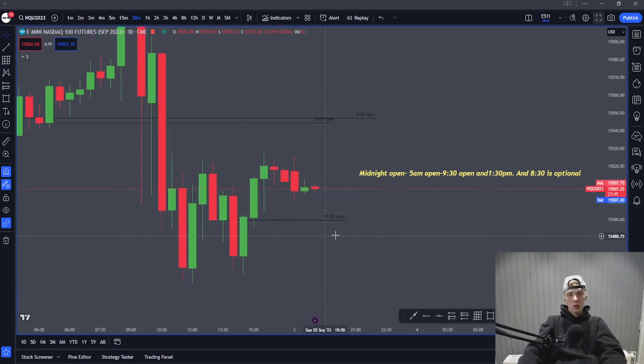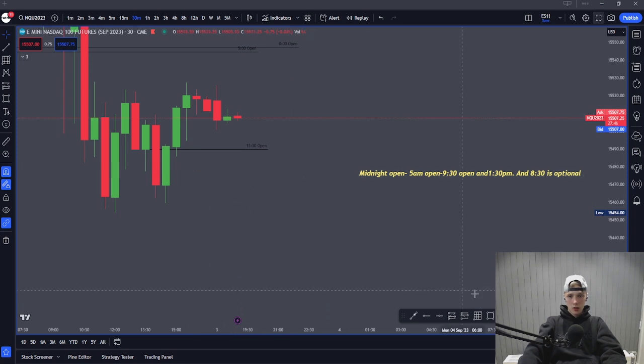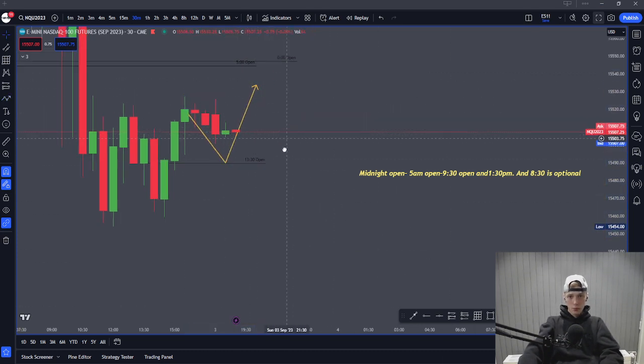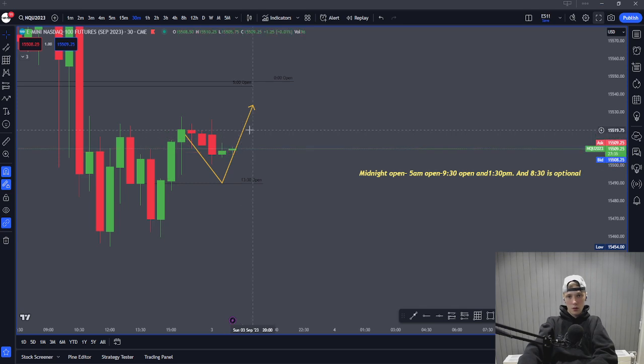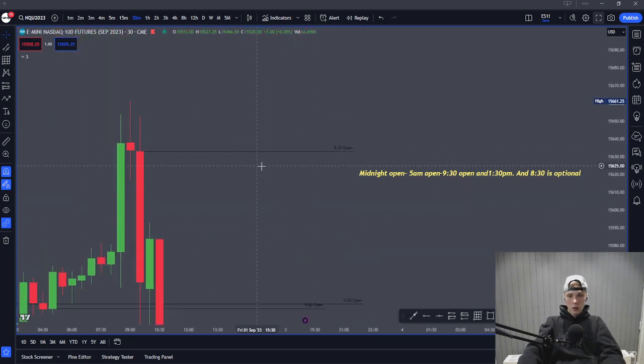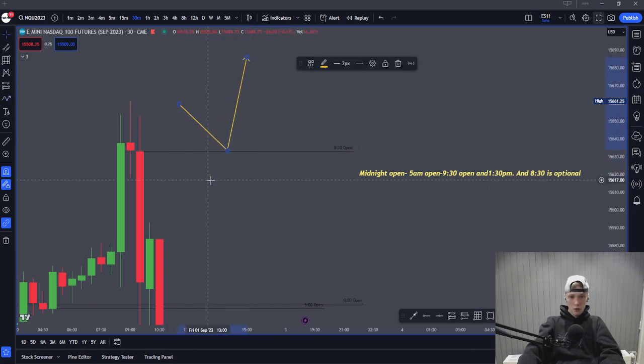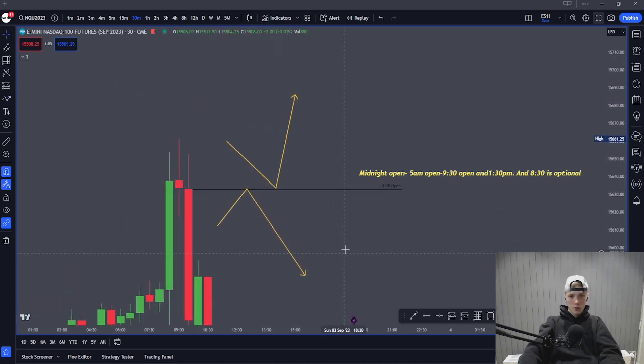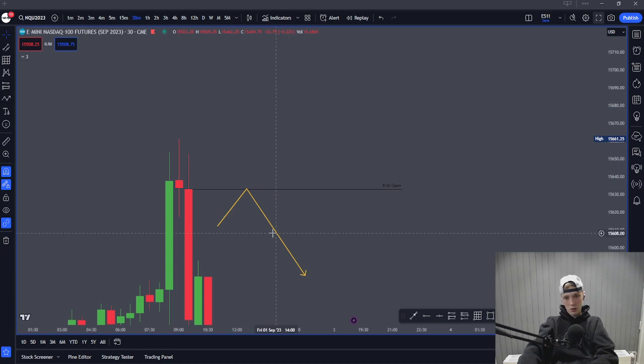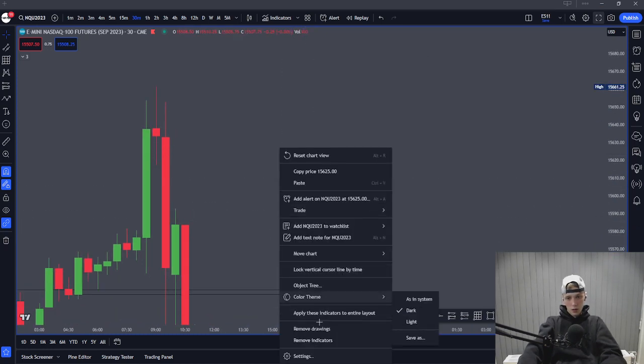1:30 open, you would use that as support or resistance. So if the market is below it, it would bounce off it and go back down. If the market is above it, it would bounce off it and go back up. That's why you use 1:30 open. For 9:30 open, it's the same as 1:30. If you're above it, it would bounce on it and back up. If you're below it, it'll bounce to it and back down. That's what these prices do. Just remove drawings.